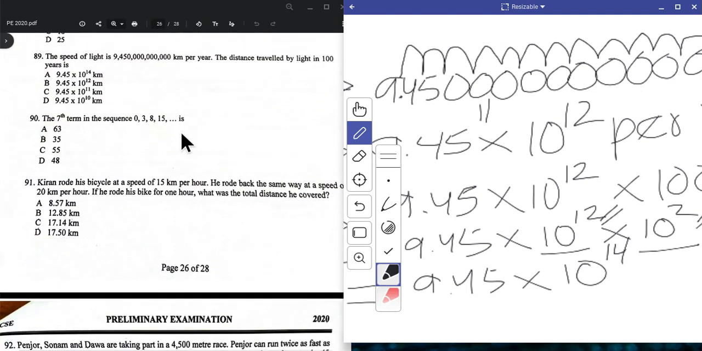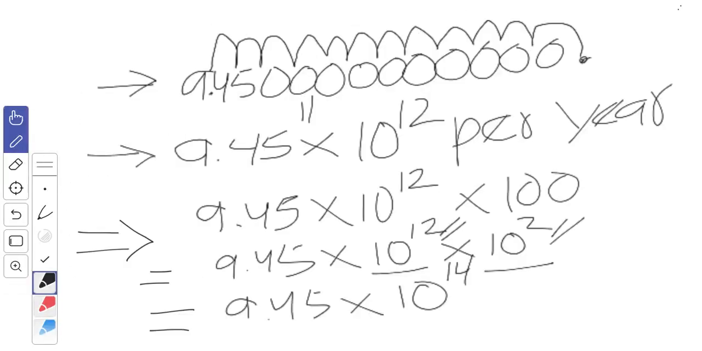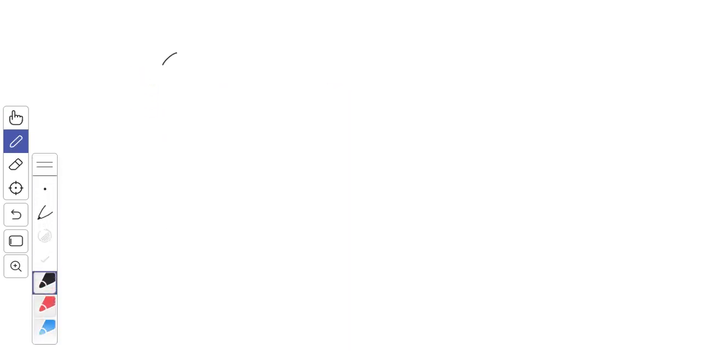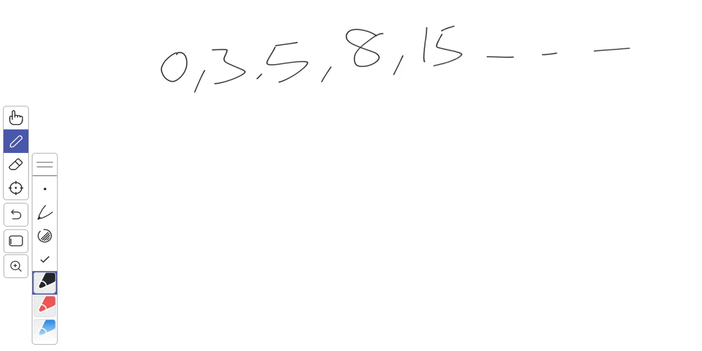Now let's go to question number 90. The seventh term in the sequence 0, 3, 8, 15. In such questions we have 0, 3, 8, 15 and the positions 1, 2, 3, because we need to find the seventh number in the series. We need to find the seventh term.